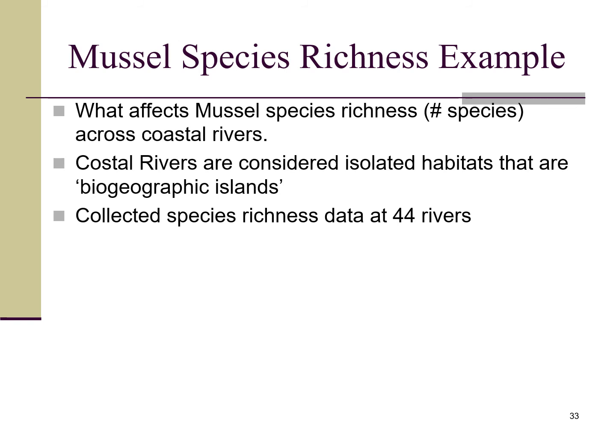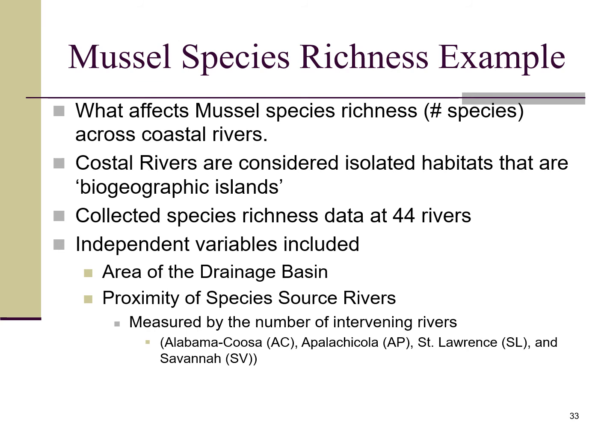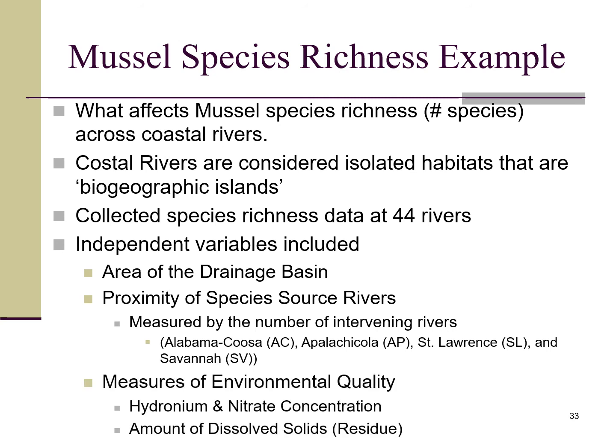So species richness data was collected at 44 rivers. Independent variables were also collected. The area of the drainage basin, the proximity of the species source rivers. So this is the number of intervening rivers between each basin. Here you have the 4 basins there. Measures of environmental quality, so measurements of hydronium and nitrate, and the amount of dissolved solids.